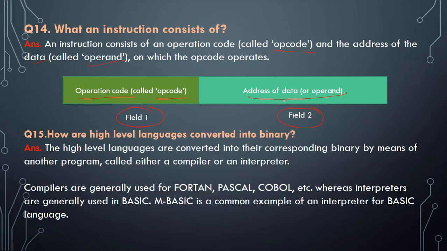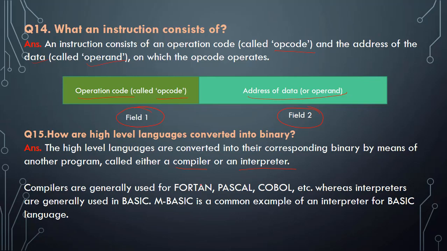How are high level languages converted into binary form? High level languages are converted into their corresponding binary by means of another program. That means with the help of another program, a high level language is converted into binary form. This program is either a compiler or an interpreter. The compiler or interpreter can convert our high level language to binary form, or machine level language, or target language.